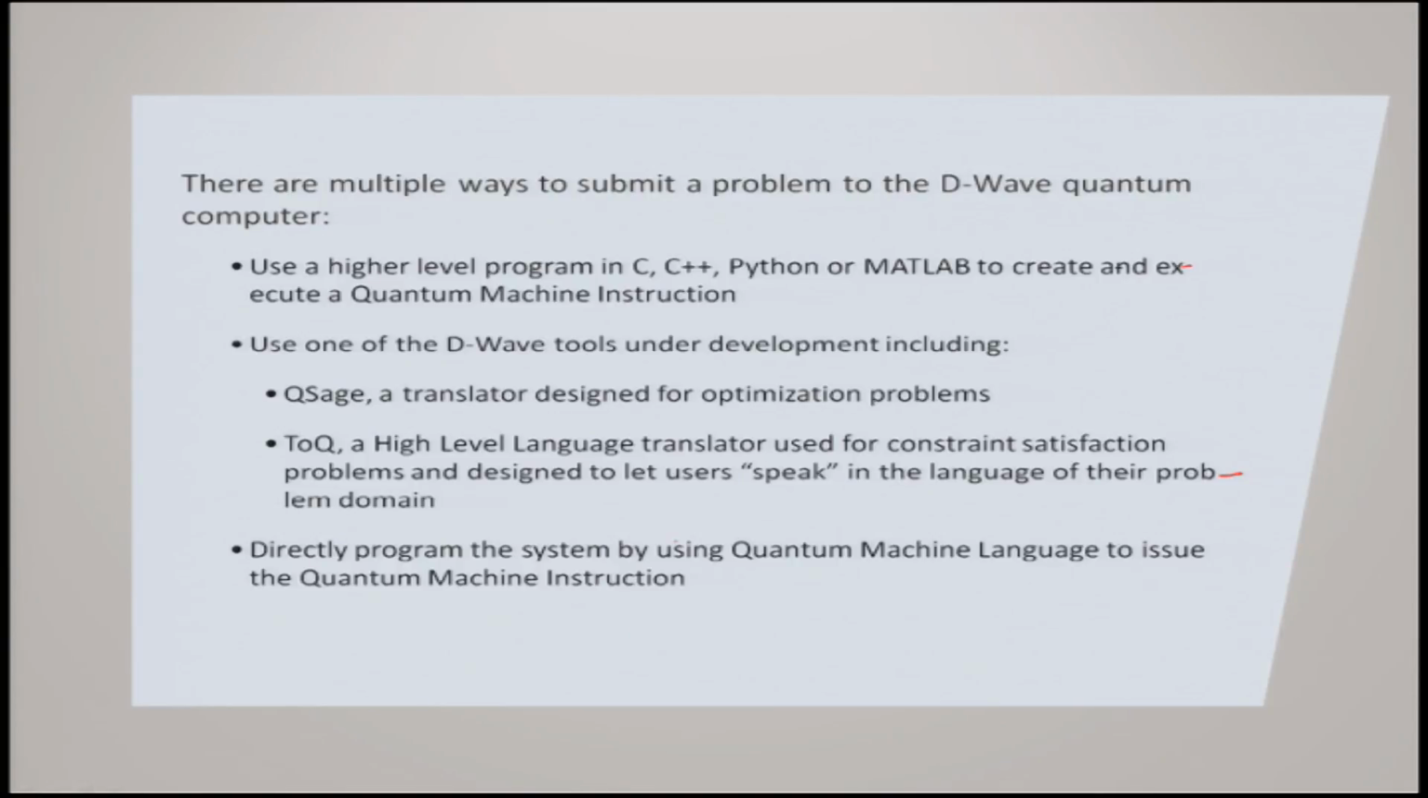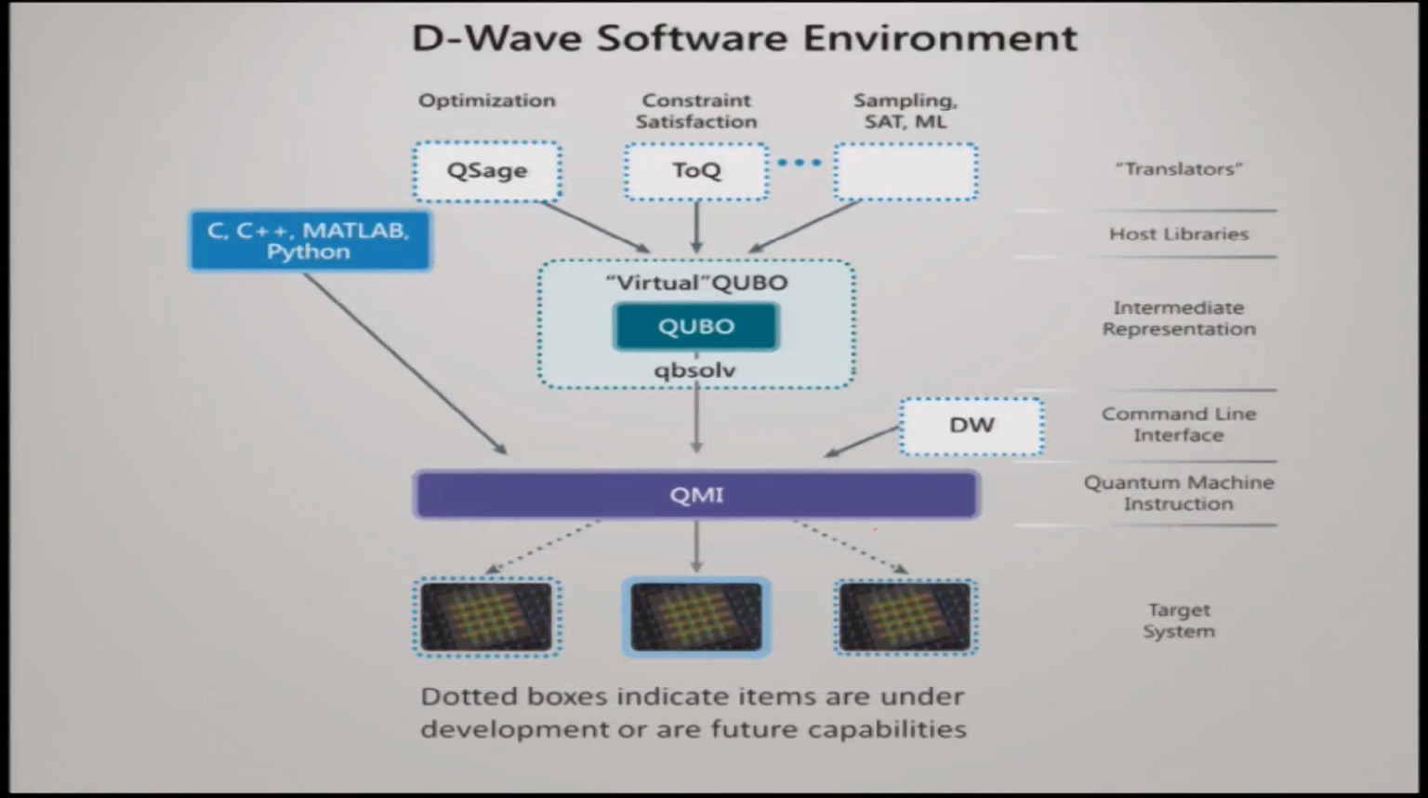So, these are the various different ways this particular system can be connected to and programmed to submit problems. In essence, the overall system in the D-Wave software environment looks like this. They have different processes available at different levels. Optimization uses QSage, constraint satisfaction uses TOQ, and there are many others, such as sampling and ML. These are the different translators that can be used.